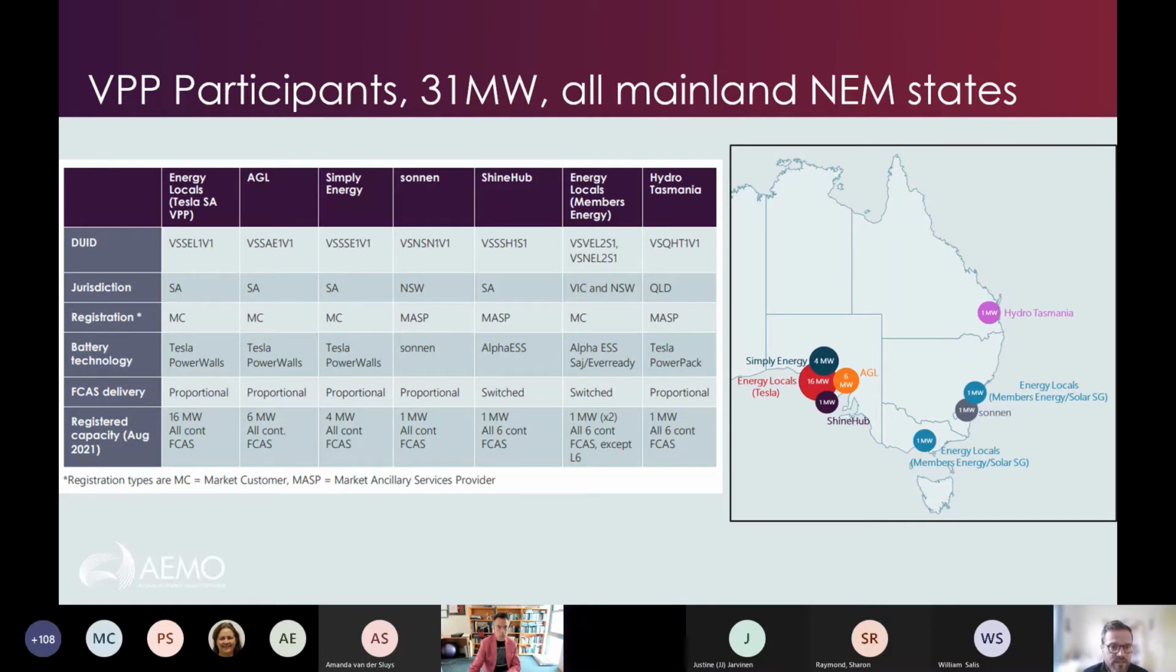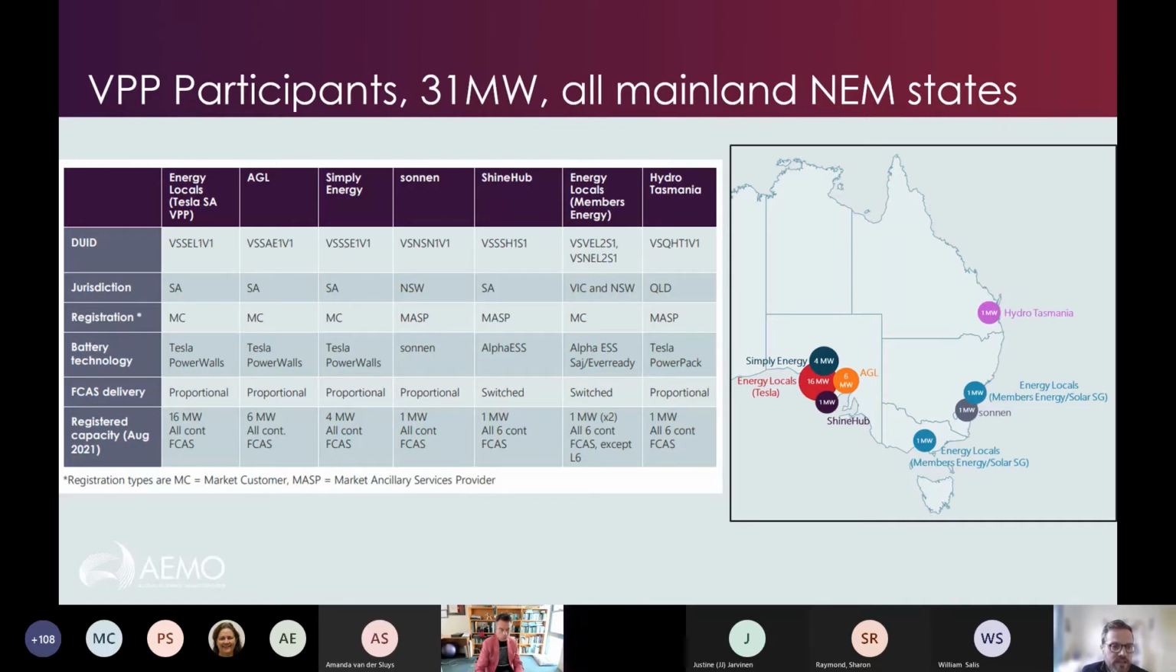We did have diversity in residential and commercial. So the Hydro Tasmania VPP in Queensland is at a commercial scale. It's using Tesla power packs. Although most of the participating VPPs are using Tesla equipment, we do have some diversity in the batteries. We've got Sonnen, Alpha ESS, and Everready there.